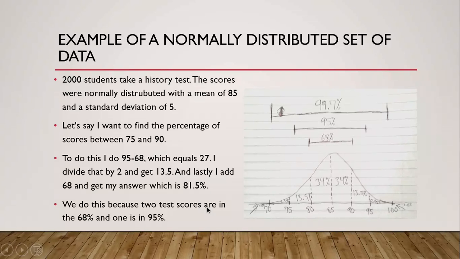We do this because two test scores are in the 68%, which is here to here, and one is in the 95% over here. And each of these is broken down into percentages.